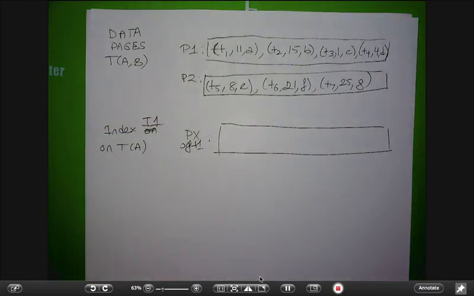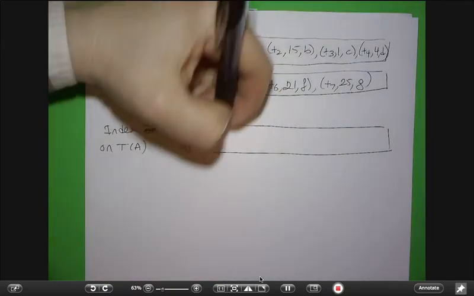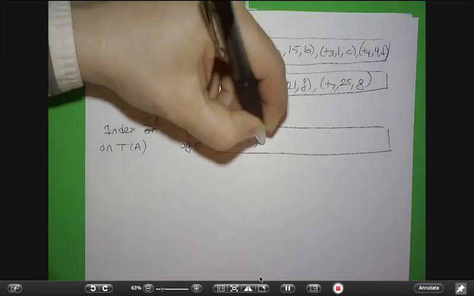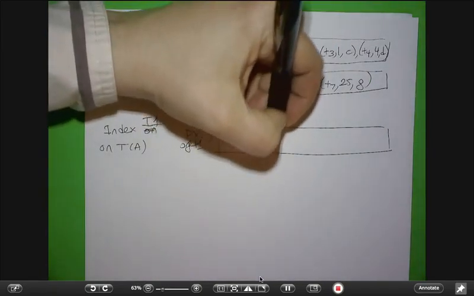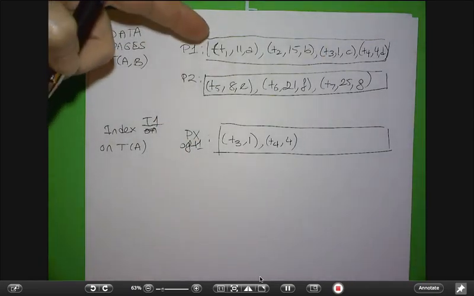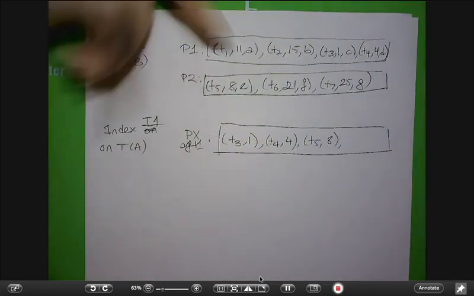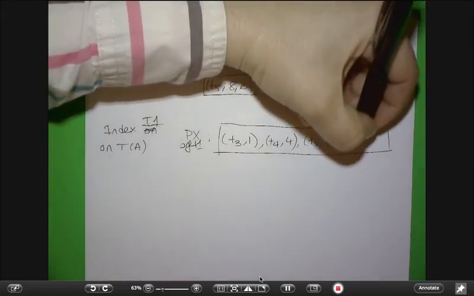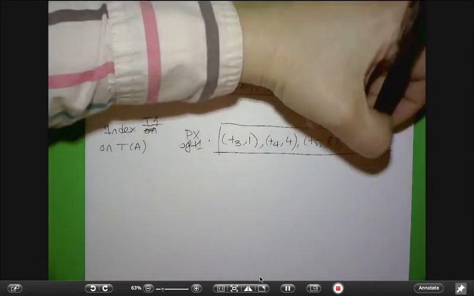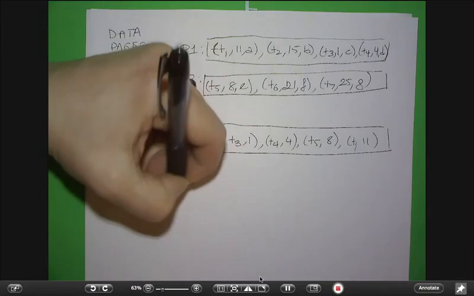Now my index is going to store different information because I'm only indexing on the A attribute, so I don't care about the B attribute. So in this case, what is the smallest one? 1. There is tuple 3 that contains 1, tuple 4 that contains 4. Then I have tuple 5 that contains 8. Then I have tuple 1 that contains 11. Maybe I run out of space. I need another page, page Y for I1.